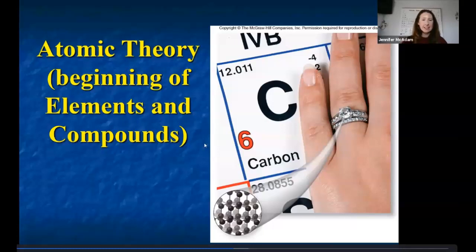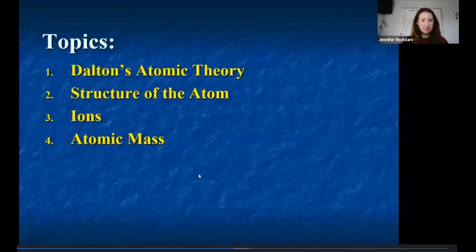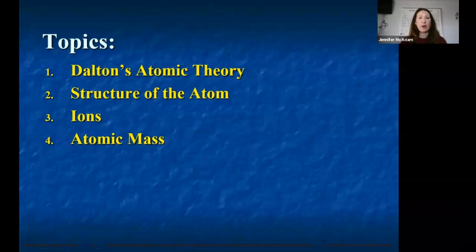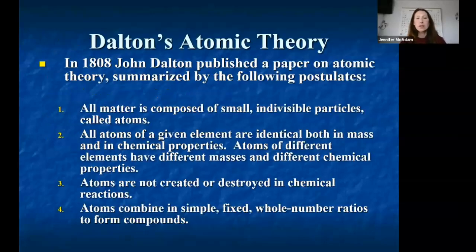Atomic theory. Like I said, this is actually one of my favorite chapters. So we're going to figure out how we figured out what atoms were. We're going to talk about Dalton's atomic theory, the structure of the atom, and then ions and atomic mass. By the way, this lecture you won't need your calculator, but next lecture, next Tuesday, you're going to need your calculator. Okay, so first thing, Dalton's atomic theory.